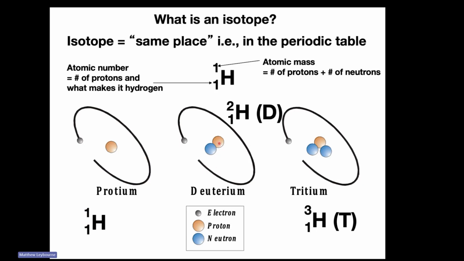We then go to deuterium, which is also called heavy hydrogen. And this has an atomic number of 1 because it's still hydrogen, but it has a mass number of 2 because it has 1 proton and 1 neutron and 1 electron. And neutrons and protons weigh about the same. And then tritium, which is radioactive, has 2 neutrons and 1 proton. So it has an atomic number of 1 and atomic mass of 3.